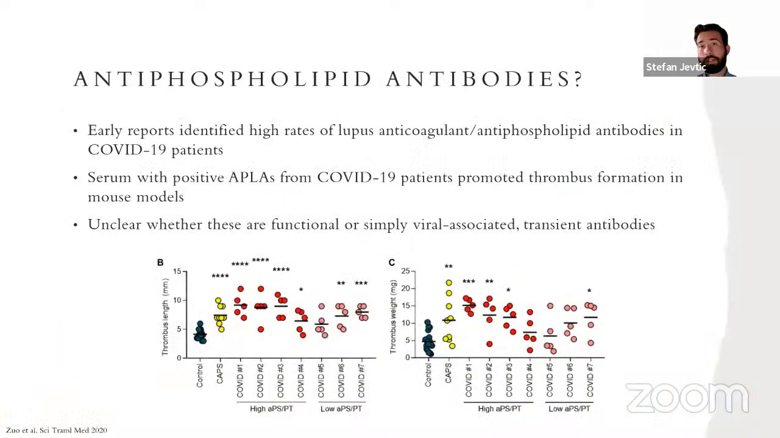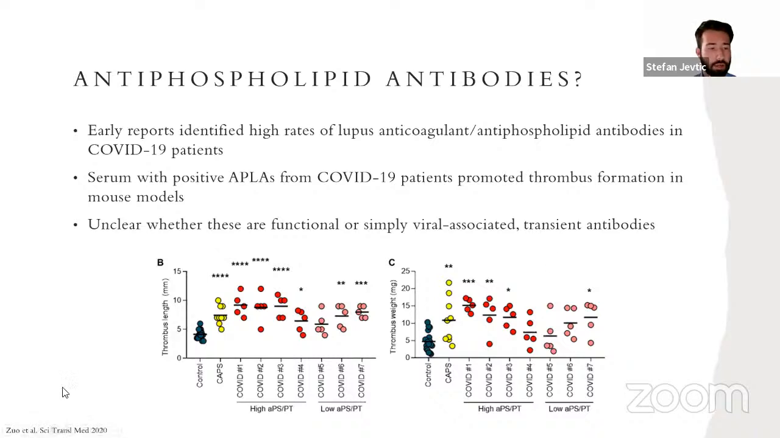And so what is this antibody that's able to activate platelets? Again, it's not quite clear. Some have hypothesized that antiphospholipid antibodies may be the culprit. The initial reports from COVID-19 patients show that up to 50% could have evidence of an antiphospholipid antibody, either lupus anticoagulant or beta-2 glycoprotein or cardiolipin. However, we know that viral infections can commonly trigger transient APLAs, and it's not clear if these are truly functional.